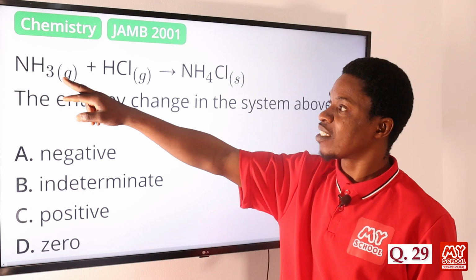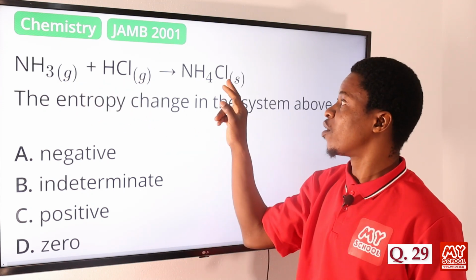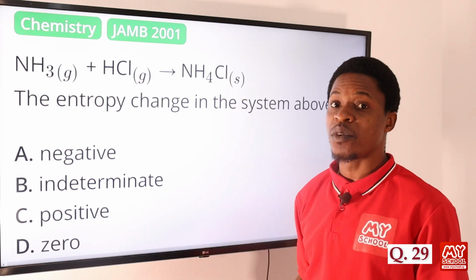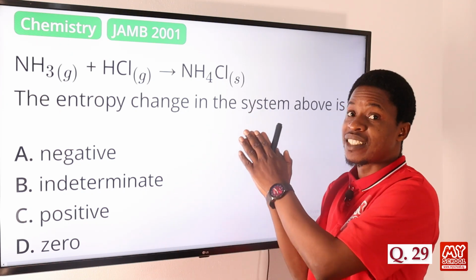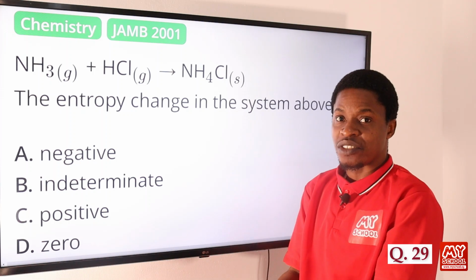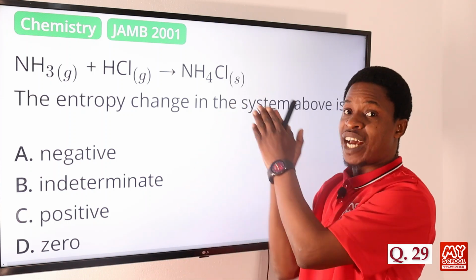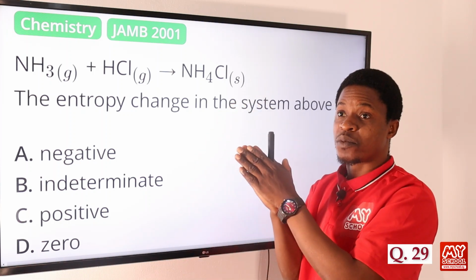So you can see here that gases react with themselves to form what? Solid. So that is what we call deposition. When a gaseous substance changes to a solid substance, it becomes what? Deposition. If it is a solid that is changing to gas, it becomes what?